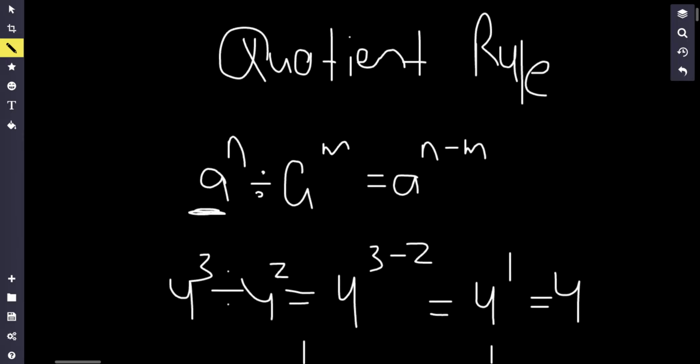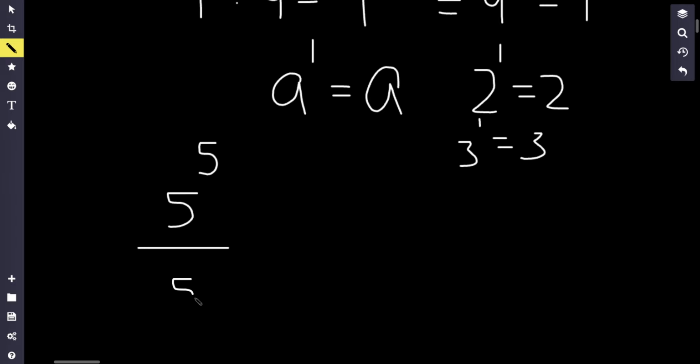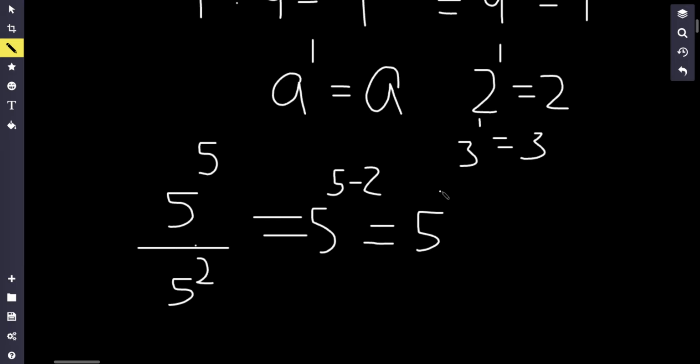Let's do one more quotient rule example. So let's say I have 5 to the 5th power, and I divide it by 5 to the 2nd power. Well, what is this going to be equal to? Well, you keep the base of your exponent and you subtract the powers. So this is just going to be equal to 5 to the 5 minus 2 power, and this is just going to be equal to 5 to the third power.